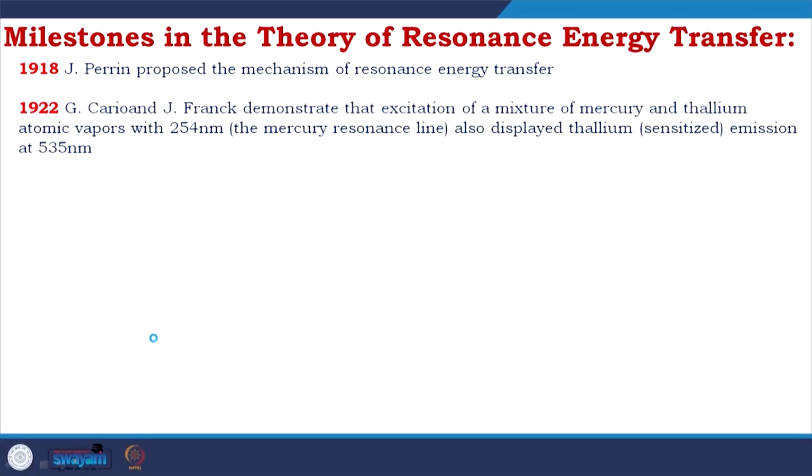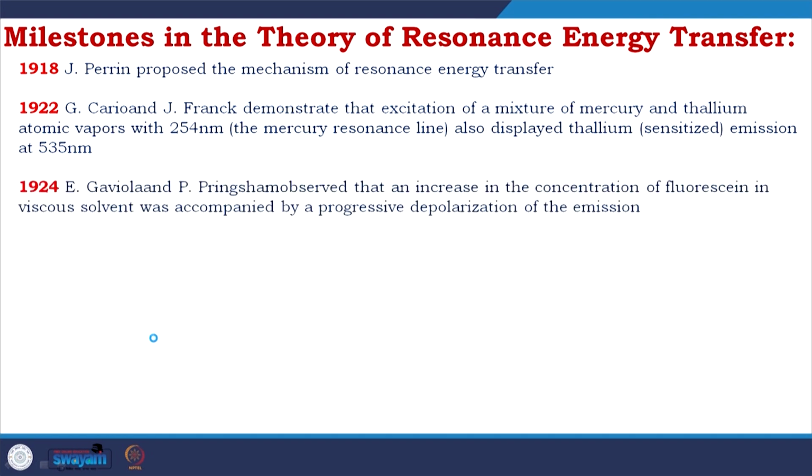In 1922, J. Cario and J. Franck demonstrated the excitation of a mixture of mercury and thallium atomic vapors with 254 nanometer. The mercury resonance line also displayed thallium emission at 535 nanometer. In 1924, E. Gaviola and P. Pringsheim observed that an increase in the concentration of fluorescein in viscous solvent was accompanied by a progressive depolarization of the emission.